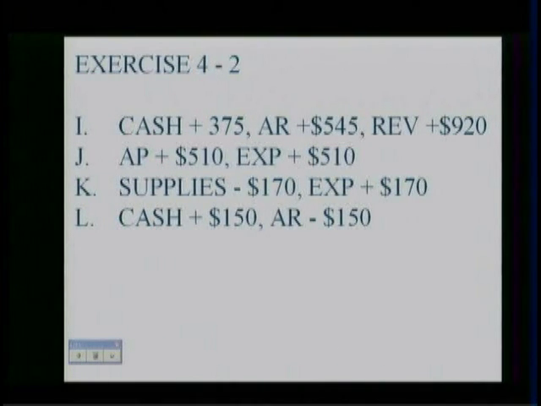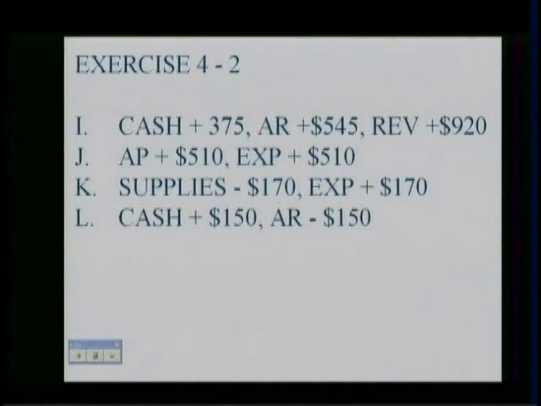In letter J, employee wages for the last 2 weeks totaled $510. They're not going to pay these until the first week of next month. So they owe them. Anytime you owe money, that's a liability. In this case, it's going to be an account payable of $510 that's going to increase. Remember, that's an expense. That's how you generated revenue, was paying these people to help you mow the yards. That's an expense of $510. So your expenses go up $510, your accounts payable go up $510.